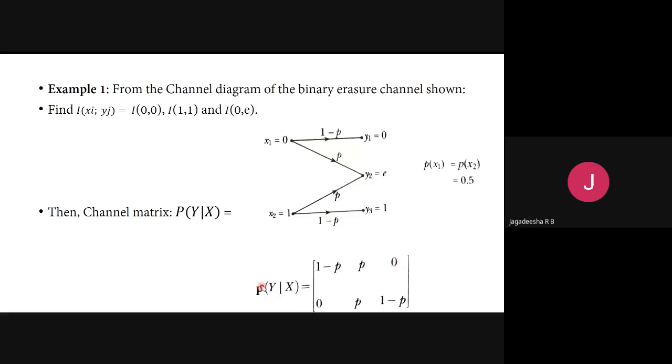Okay, then the second, x2 to y1, y2, and y3. So do we have anything from x2 to y1? No link, right? So it's 0. And other places we have those probabilities, we write that for y2 and y3. So this becomes the probability matrix for output. That's a conditional probability of output. That is written directly from this channel diagram when we know the probabilities.